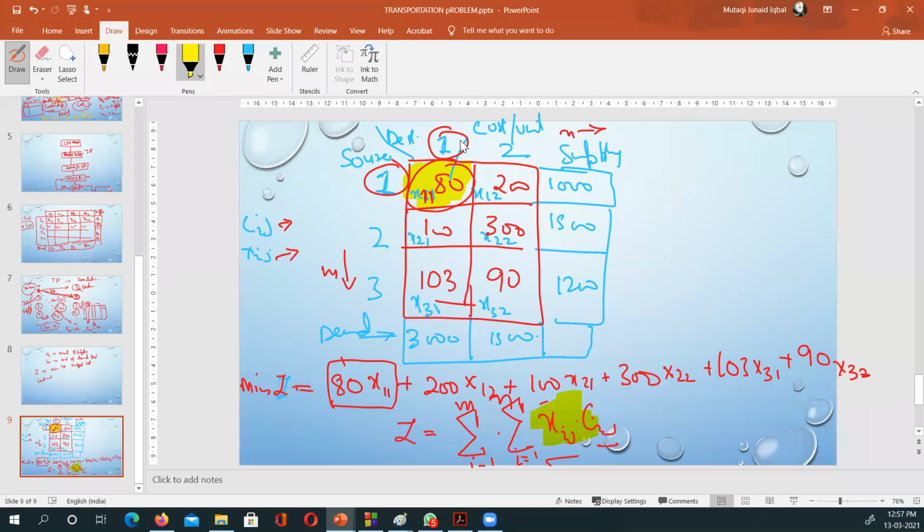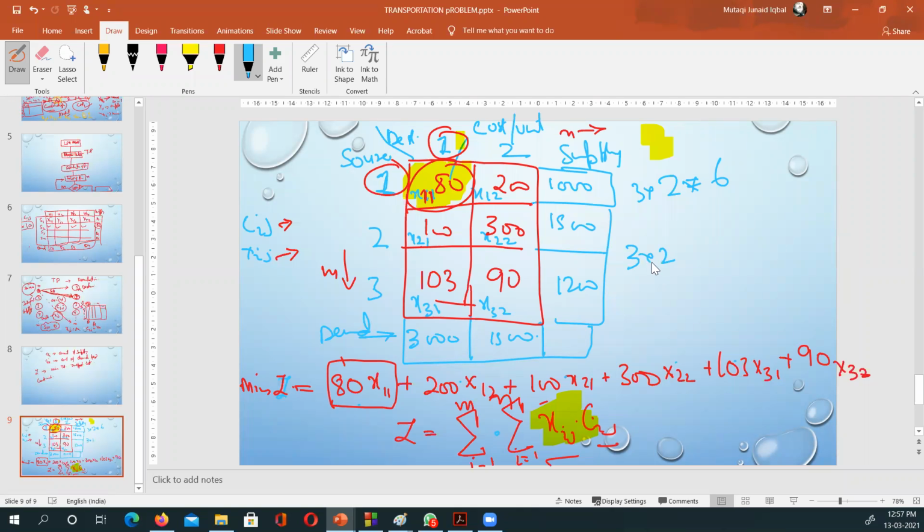Because here, what is n? N is here 2. What is m? M is here 3. So this will be 3 into 2, that is 6. So 6 times, like here 1, 2, 3, 4, 5, 6 times. So I did this thing 6 times. That's why you have to do summation of I is equal to 1 to m into summation of I is equal to 1 to n. That means you are doing it 3 into 2 times.